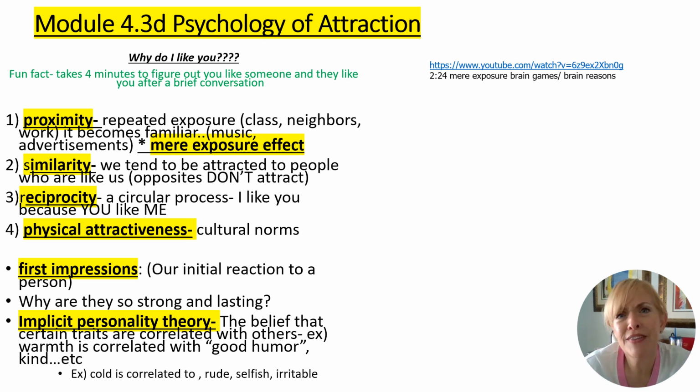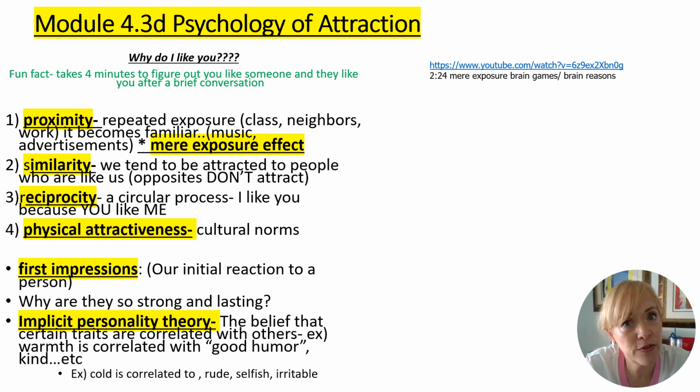And the last one is physical attractiveness. You like what they look like. And what teaches us what's beautiful anyway? And that's society, right? Society teaches us what's beautiful and what might not be considered beautiful. And those are the 4 aspects of what makes you like somebody else and them like you.